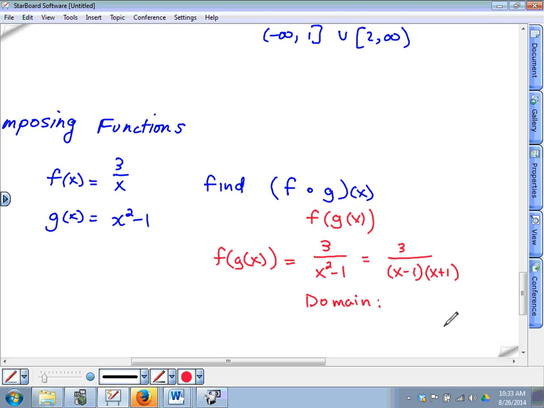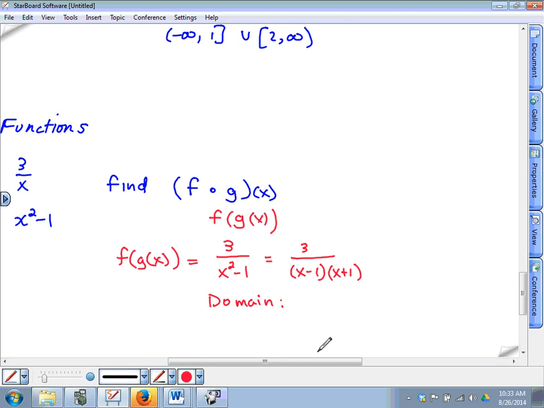Now, if you want to represent the domain in interval notation, you can. Here's how you'd have to do it, though. You ready? If x cannot equal 1 and x cannot equal negative 1, then in interval notation, that's going to be negative infinity to negative 1, union negative 1 to 1, union 1 to infinity. Why does it have to be that? Well, this means it's every number except for what two numbers? Negative 1 and 1. That would be using interval notation.